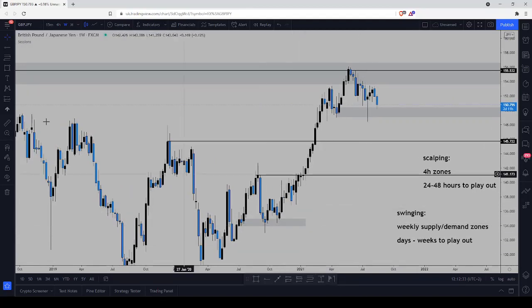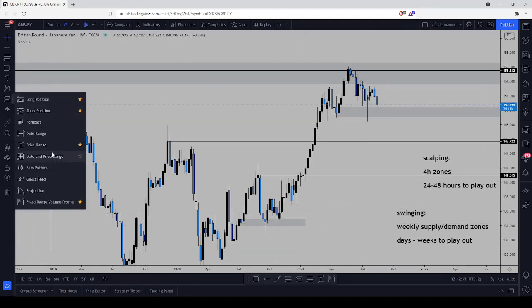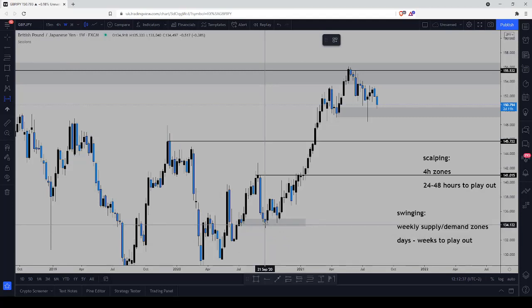As you can see, we will use a date range. Let's say you enter here. This will literally take you about 91 days, well, 13 to 14 weeks to play out to this target.